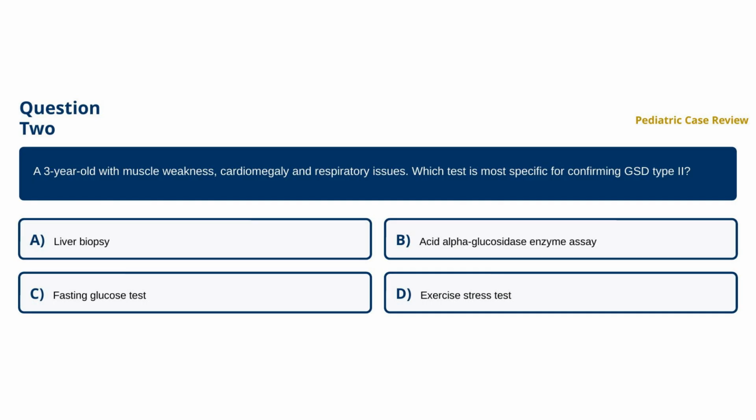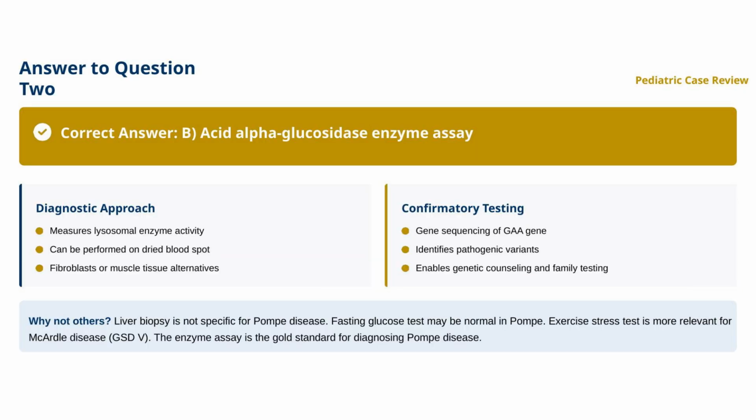Consider the clinical presentation featuring cardiac involvement and muscle weakness, which are characteristic of Pompe disease, and think about the most specific diagnostic test for this lysosomal storage disorder. The correct answer is B, acid alpha-glucosidase enzyme assay. This test measures the activity of the lysosomal enzyme deficient in Pompe disease. It can be performed on dried blood spot, fibroblasts, or muscle tissue.